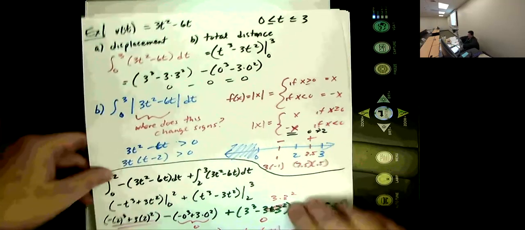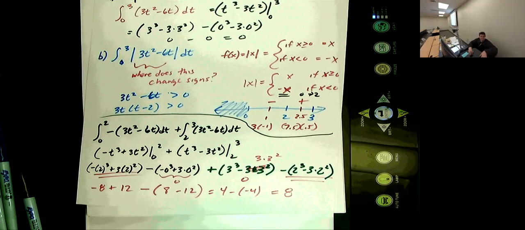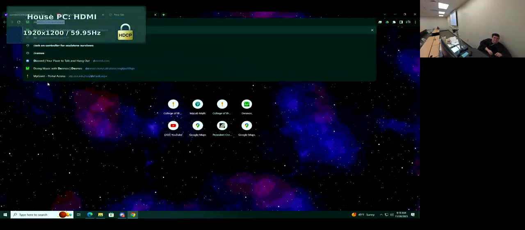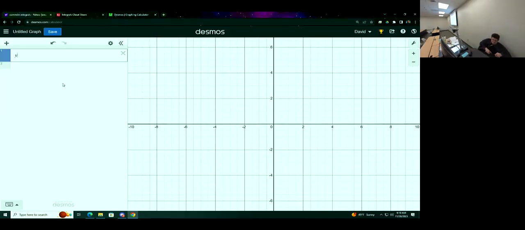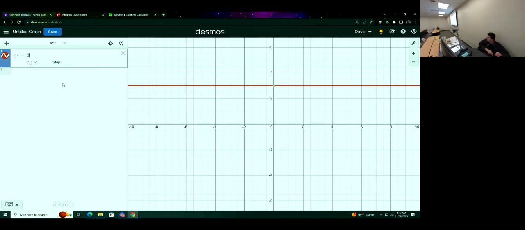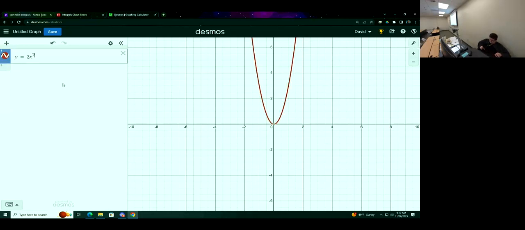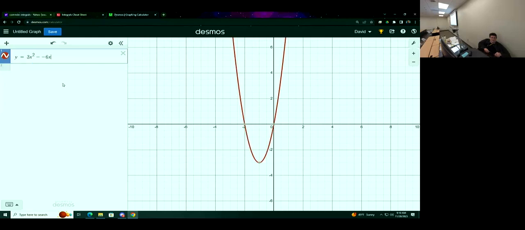When we're integrating this, I'm actually going to show this to you on Desmos. This might be easier to see on Desmos, where I can graph it quickly and accurately. Oh, I got 2 minuses in there.